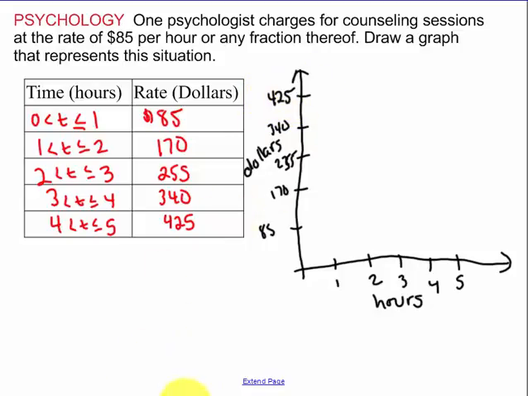Now graph that. So anywhere from 0 to 1 hour, notice how the filled-in hole changed, we're at $85. Then here, even a minute over, we jump up over here. Okay, so that's what that graph would look like.